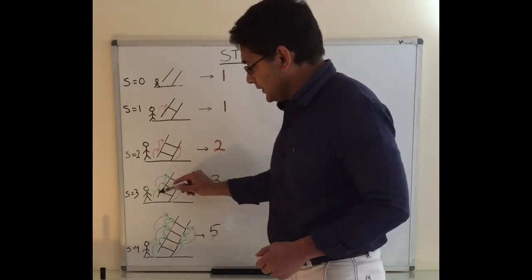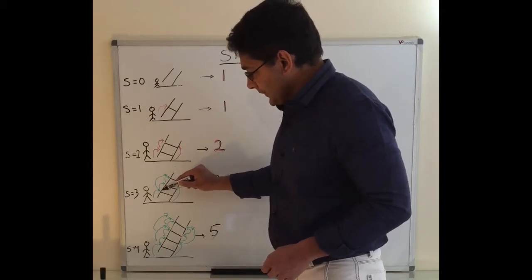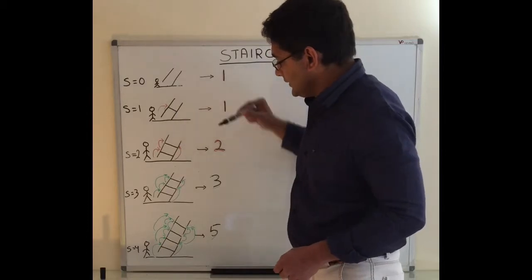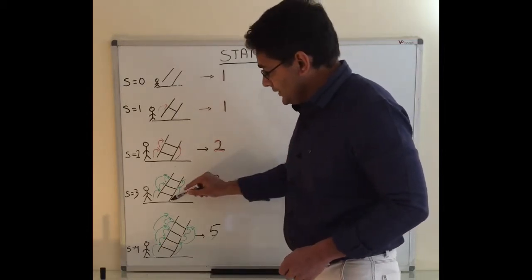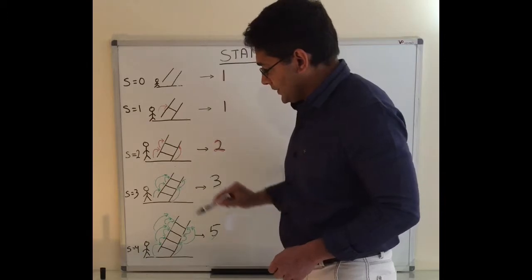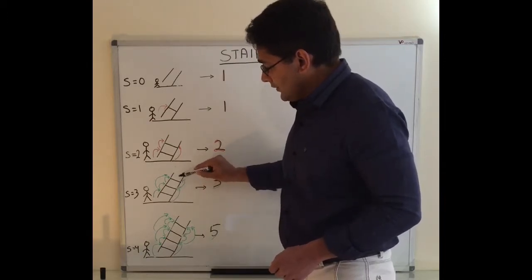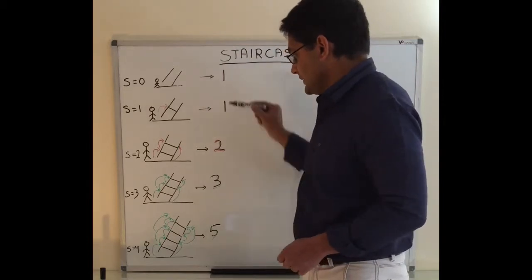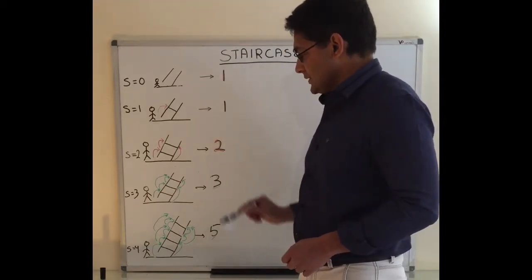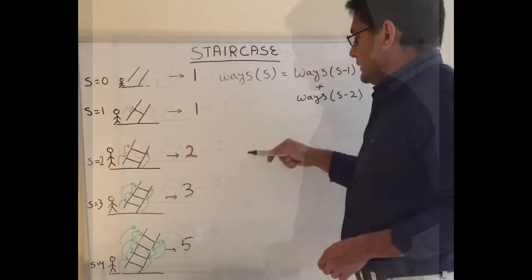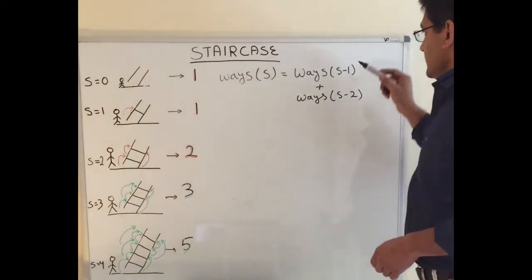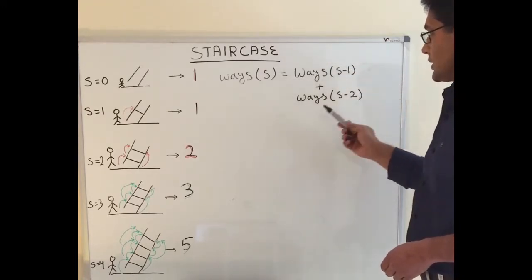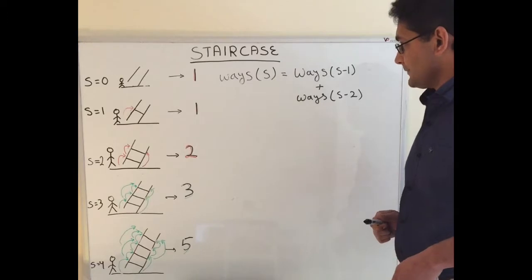If you decide to jump to step 1, then you have only 2 steps left. We have already calculated for step 2. If you decide to jump to step number 2, then you have only 1 step left, which we have also already calculated. That's why we sum these 2 previous numbers and get to the result. The relationship can be represented mathematically by summing up the 2 previous numbers, s minus 1 and s minus 2, in order to get the value for s.